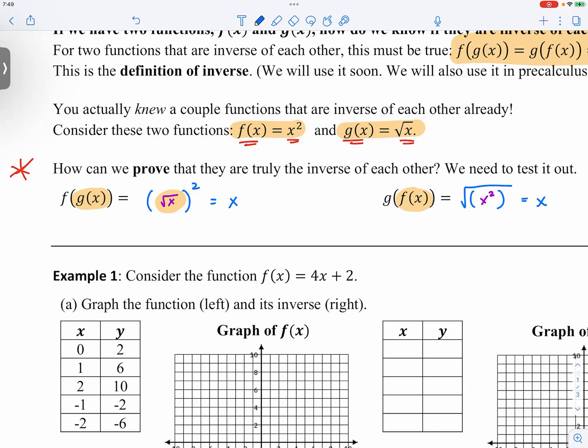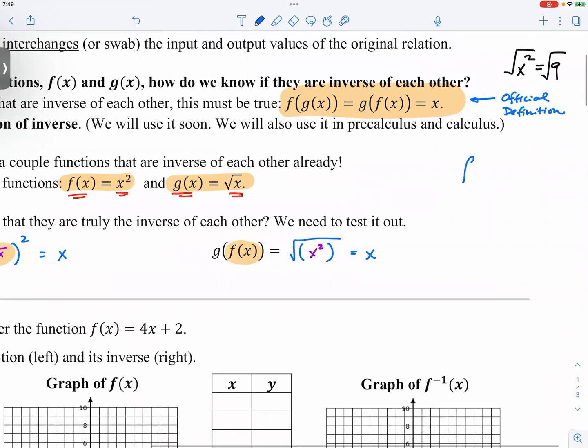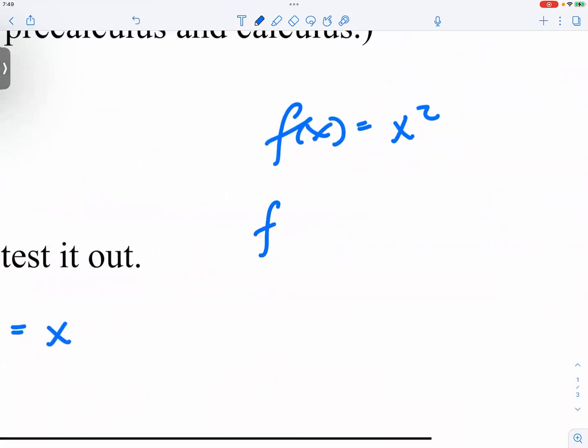Now, let me give you an example. You have f of x being x squared, right? Now, could you tell me what you would do when I show you this annotation? What is f of 5? What do you do? It's 5 squared, right? So you would put the 5 into the place of x. That's what it means.